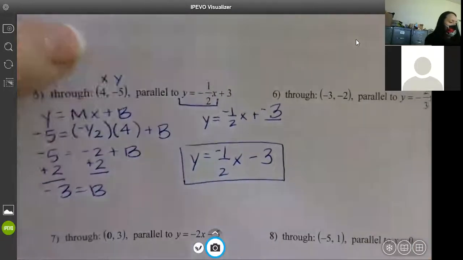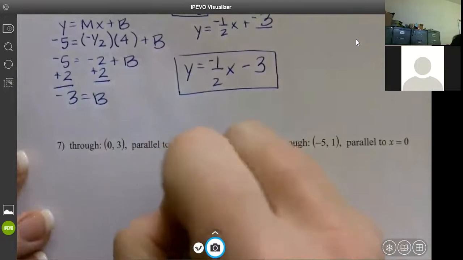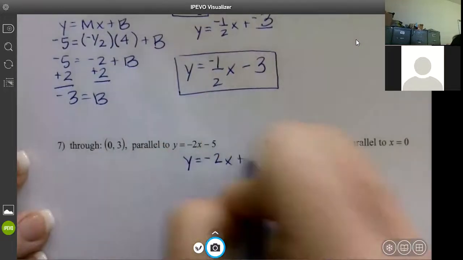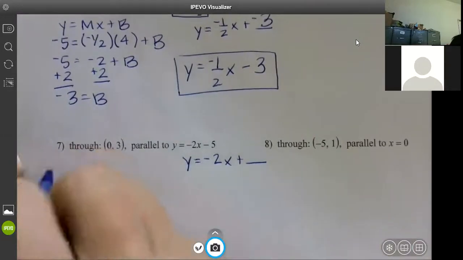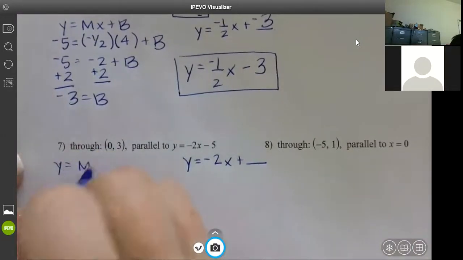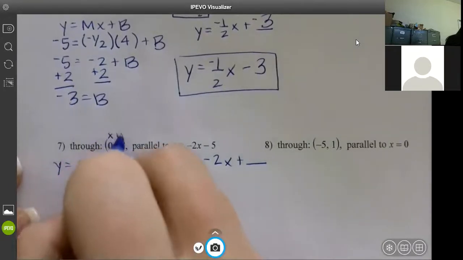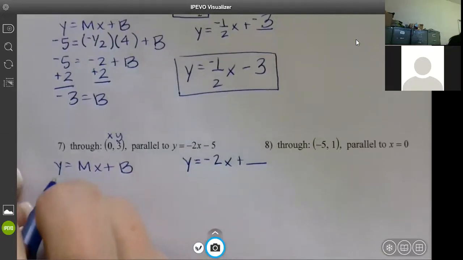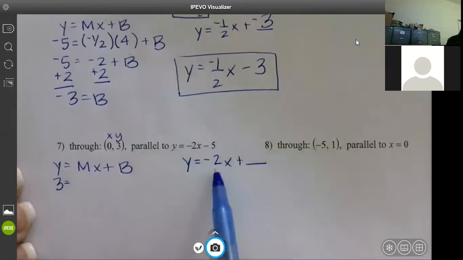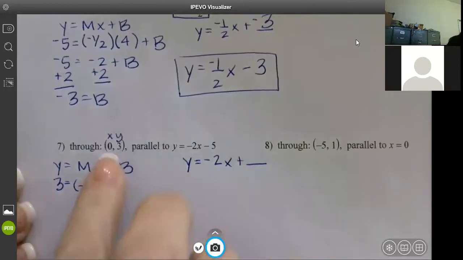Let's do number 7. My answer is going to be y equals negative 2x plus something. I don't know what. We'll figure it out. We're going to use y equals mx plus b. What's our y coordinate? 3. Our slope, the only number in our equation, is negative 2. Our x is 0 from right here.